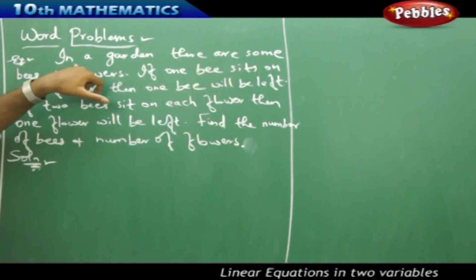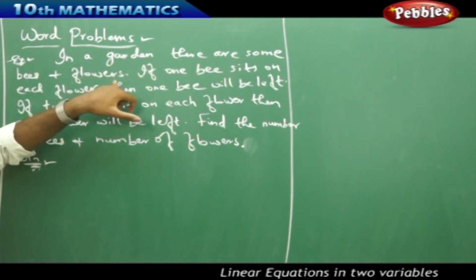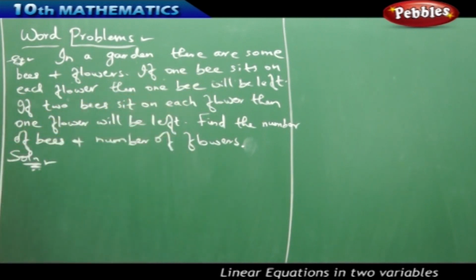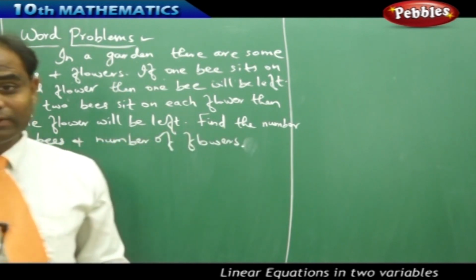Now, for example, here the question says, in a garden there are some bees and flowers. If one bee sits on each flower, then one bee is left over, and if two bees sit on each flower, then one flower is left over. The question here says, find the number of bees and number of flowers.